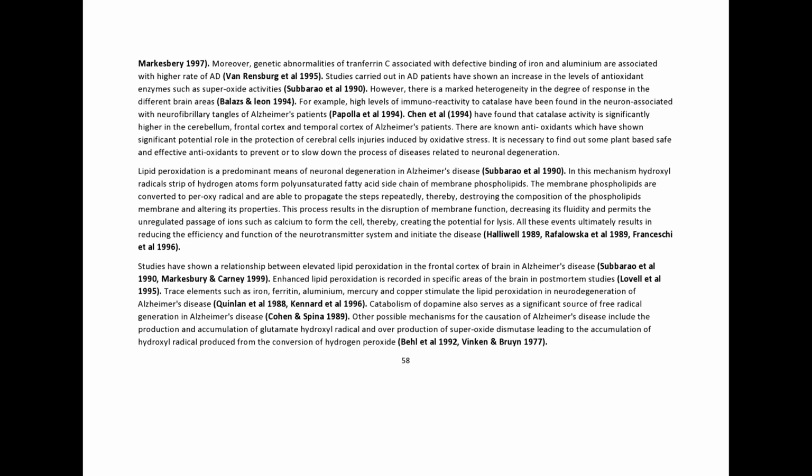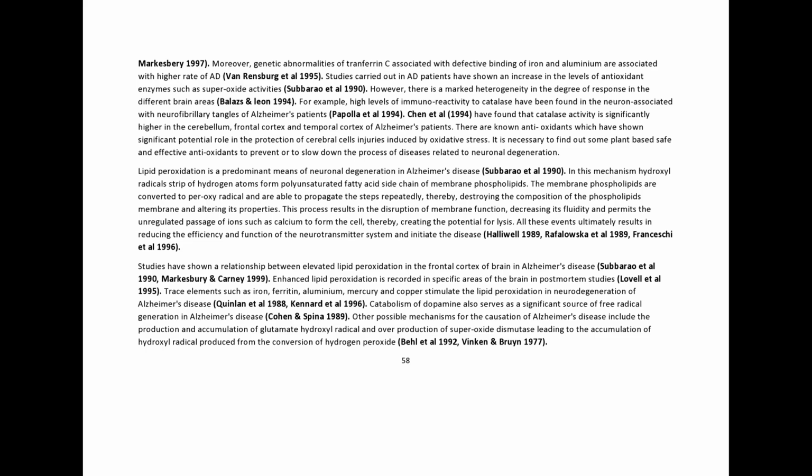Chen et al. 1994 have found that catalase activity is significantly higher in the cerebellum, frontal cortex and temporal cortex of Alzheimer's patients. There are known antioxidants which have shown significant potential role in the protection of cerebral cell injuries induced by oxidative stress. It is necessary to find some plant-based safe and effective antioxidants to prevent or to slow down the process of diseases related to neuronal degeneration.